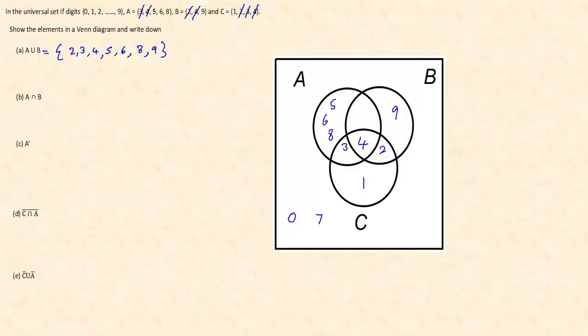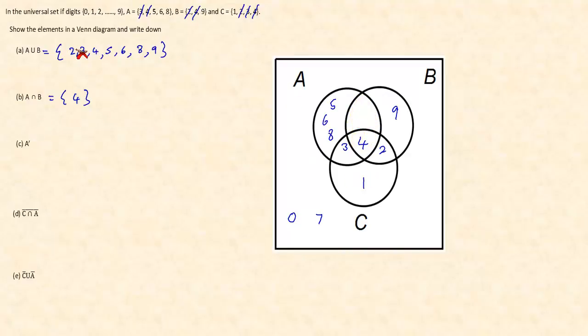A intersection B is just those that are in both. So that's that bit here. So in there we just simply have the 4. So it's this part here that's in both A and B.